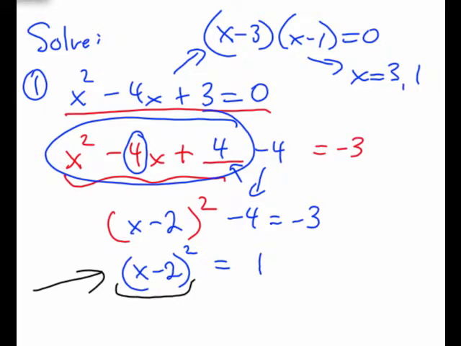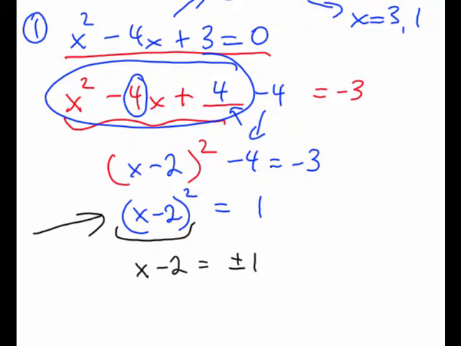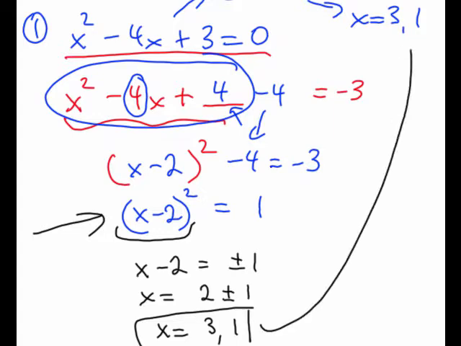I'm now going to square root both sides. So the square is going to go away, and I'm going to get plus or minus the square root of 1, which is 1. And then I'm going to add 2 to both sides, so I get 2 plus or minus 1. And so my answers are 2 plus 1, which is 3, or 2 minus 1, which is 1, which you'll notice is giving me the same answer as the factoring method did. Okay, so I just solved that equation by completing the square.